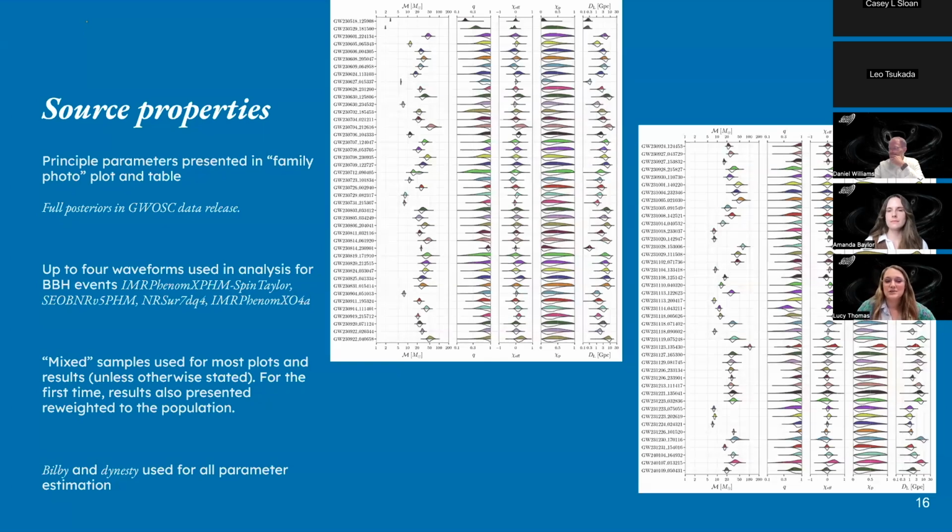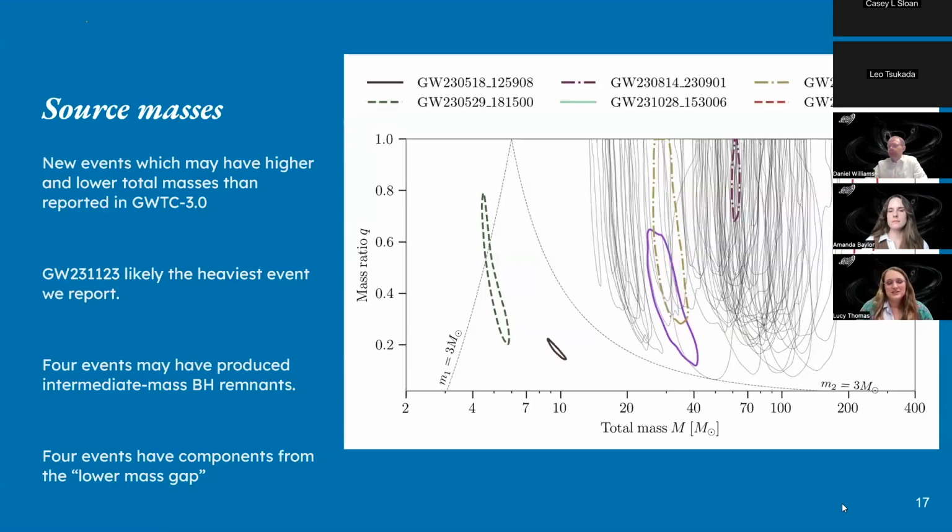We're also showing in white the results that are reweighted to the inferred population from GWTC-4. And Bilby and the dynasty sampler were used for all of this parameter estimation. Next slide, please.